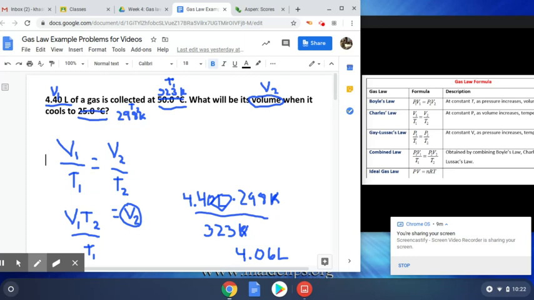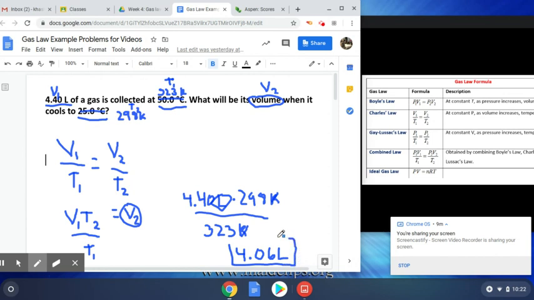How did I know to round at 4.06? Well, that goes back to everyone's favorite, sig figs. This has 3 sig figs, this has 3, this has 3. Since this is multiplication and division, you would take the lowest of the significant figures, which is 3, and so I rounded to this. So this is your final answer.